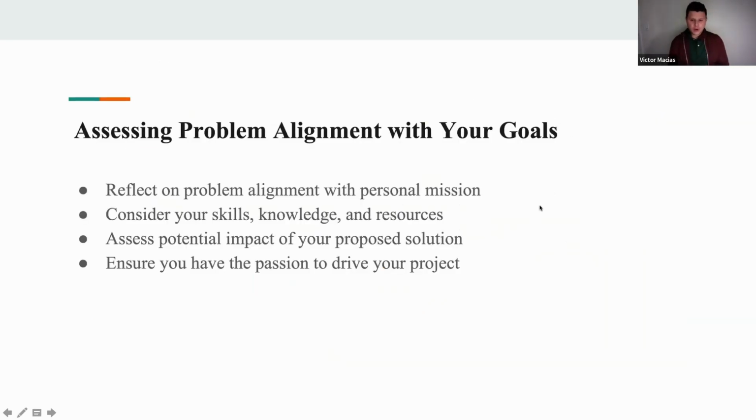Now, assessing the problem alignment with your goals. Remember I talked about the Venn diagram? This is why it's really important. Get a clear idea of what your personal mission is, and then see if your problem aligns with it. I have a really cool exercise. I learned it from Tim Ferriss. I'm a big Tim Ferriss 4-Hour Workweek fan.